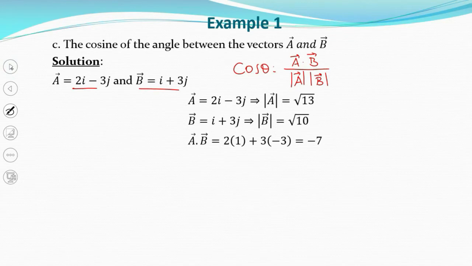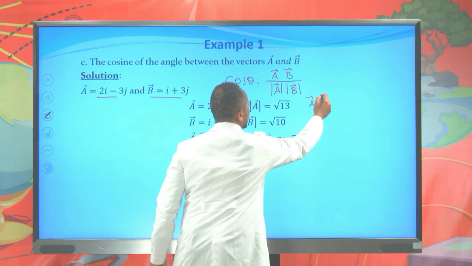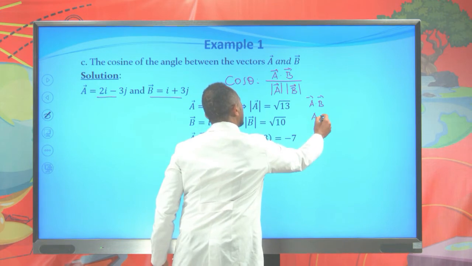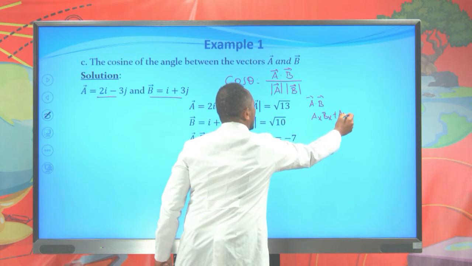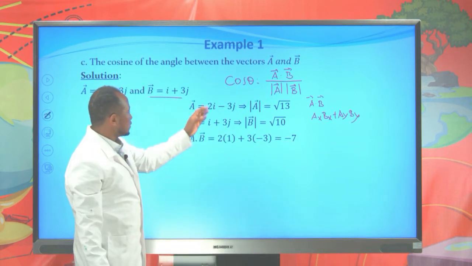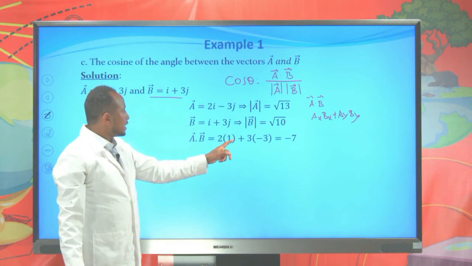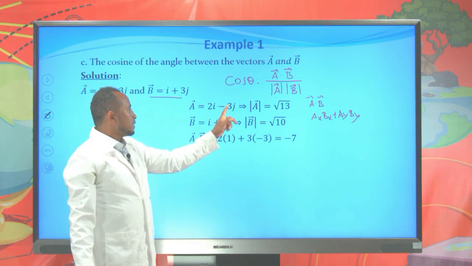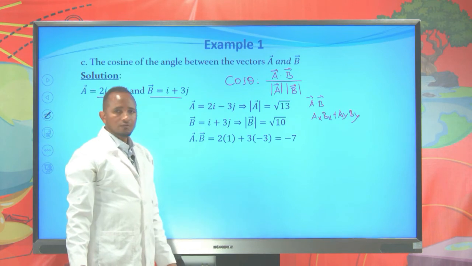And we need also a dot b. We derive the formula for a dot b. The dot product of vectors a and b is given by ax bx plus ay by. So using this, their dot product is: ax bx, 2 times 1, plus ay by, ay is minus 3, by is 3, so minus 3 times 3. You get negative 9.